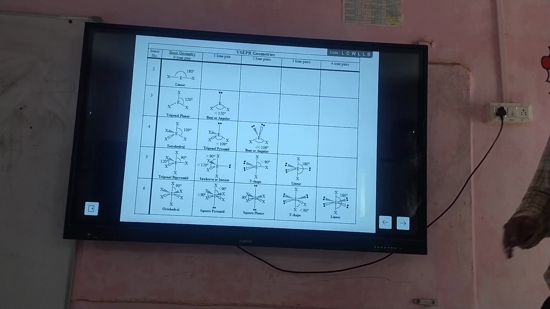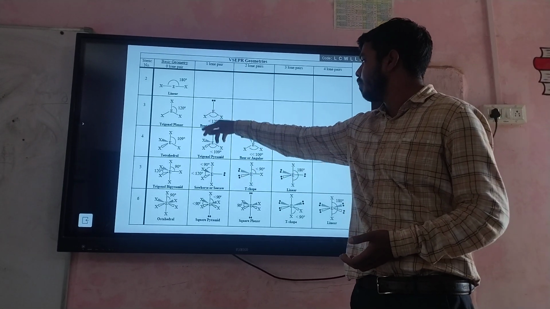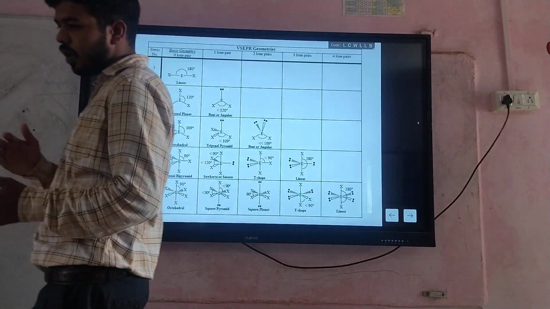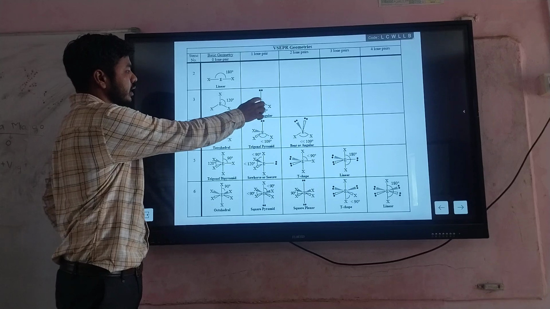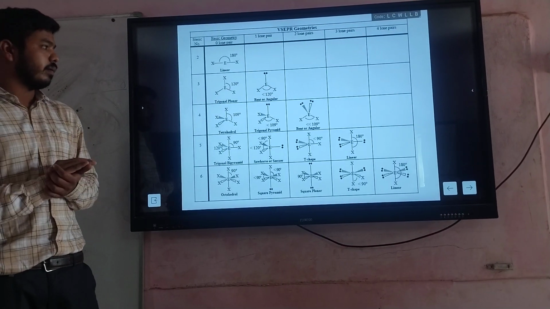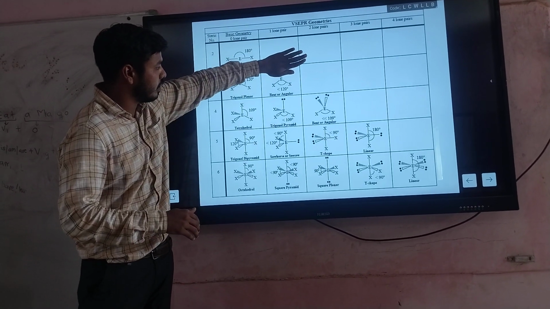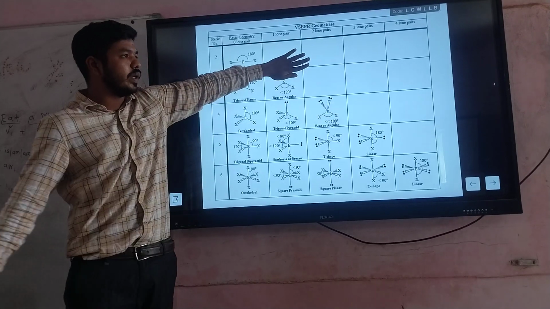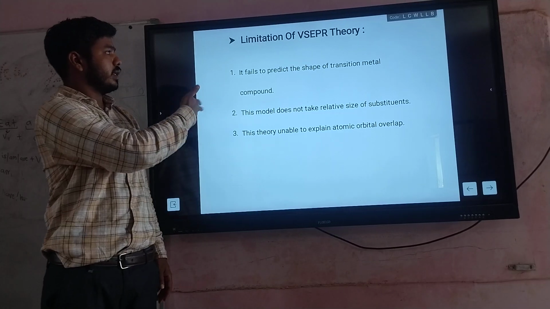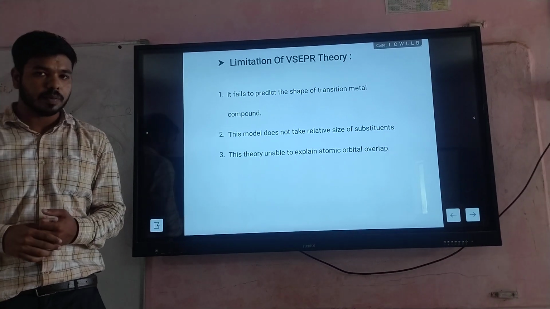So this is the VSEPR geometry of some molecules. So in this molecule, there is the presence of 1 lone pair, and for predicting the geometry, we consider the bond pair as well as the lone pair. So the molecule shows trigonal planar geometry. But for predicting the shape of the molecule, we consider only the bonded pairs, not the lone pair. That's why the molecule shows V shape or angular shape. So in this way, we see the VSEPR theory, and last is the limitation of VSEPR theory.